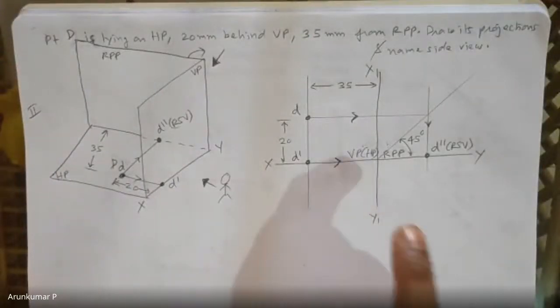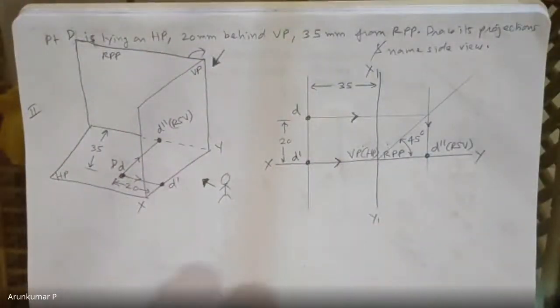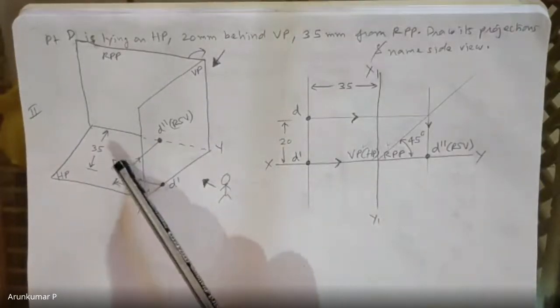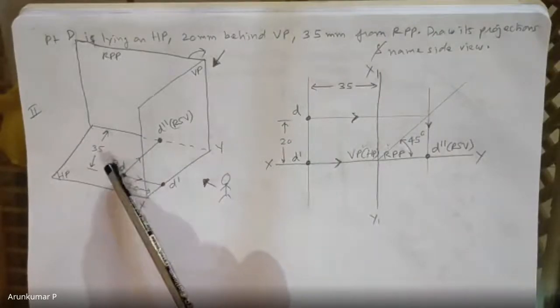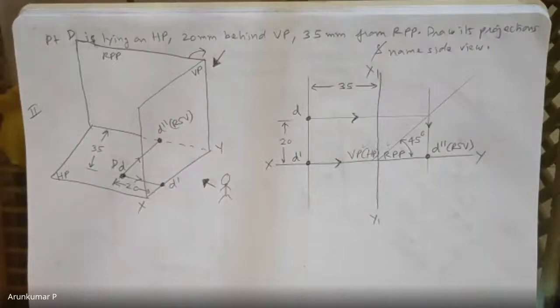So this is the same way by which you have to solve the second problem which I had given, where the point is in the third quadrant. So this is how it has to be solved because the point is on HP. So we know that any point that is on HP, the top view will be at the same location as that of the point. Front view will be on the XY line.